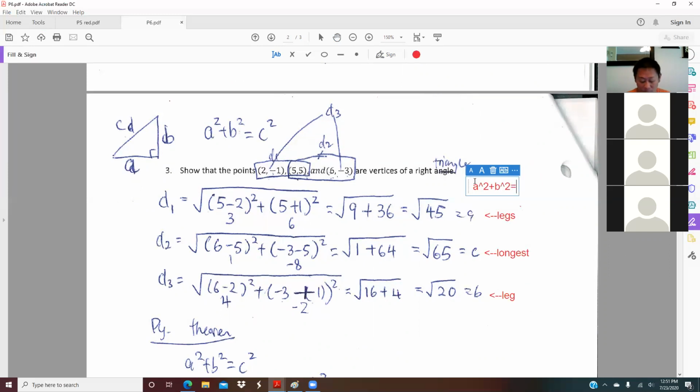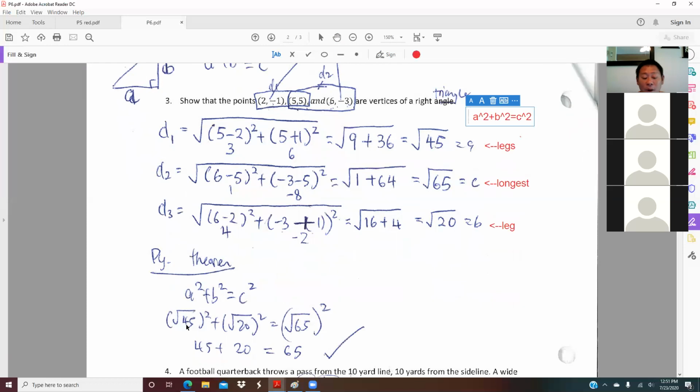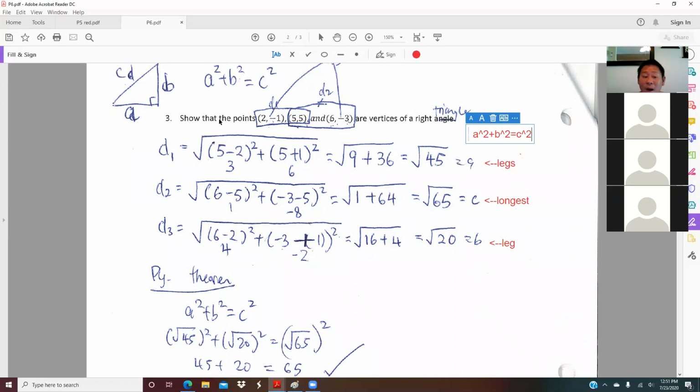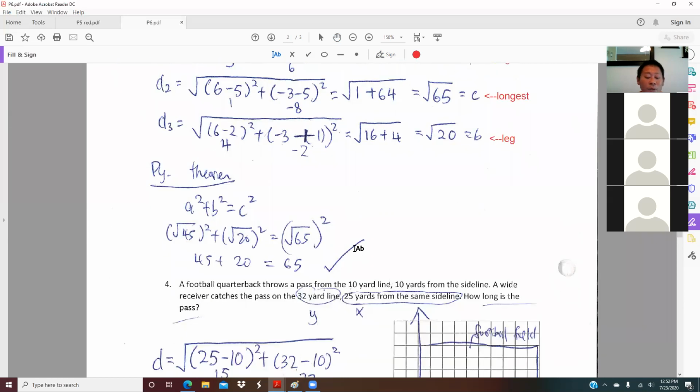I think everyone should know the Pythagorean theorem. So what you do here is take A squared plus B squared, which should be equal to C squared. So when you take the square root of 45 squared plus the square root of 20 squared, the square and square root cancel out. So you notice that 45 plus 20 is 65. That is how we prove that these 3 coordinate points form a right triangle. And if you did not get 65 when you add these 2, it means something is wrong with your distance formula. So I would recommend you work on the distance formula.